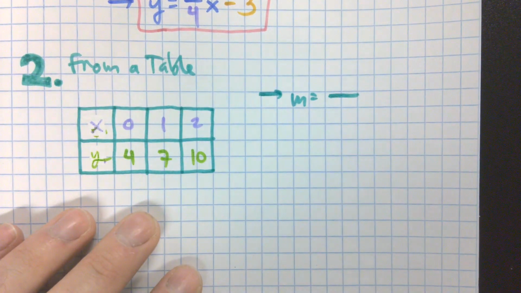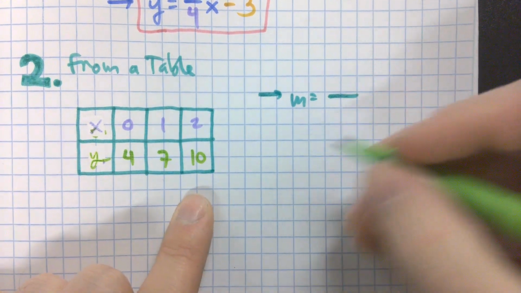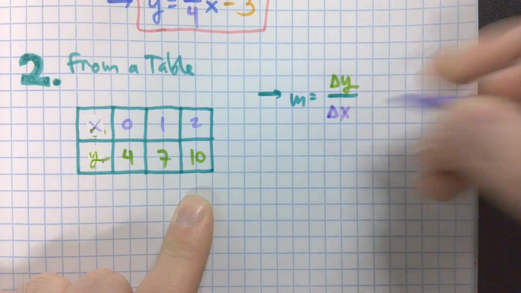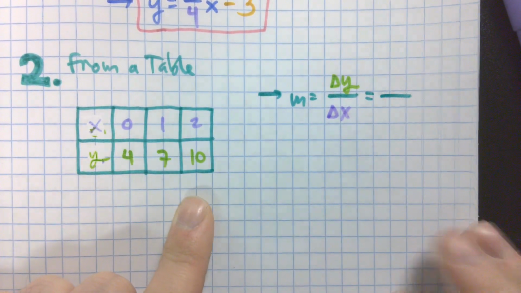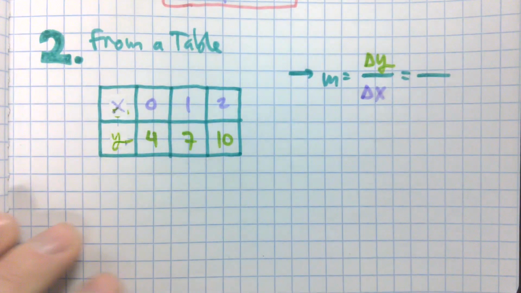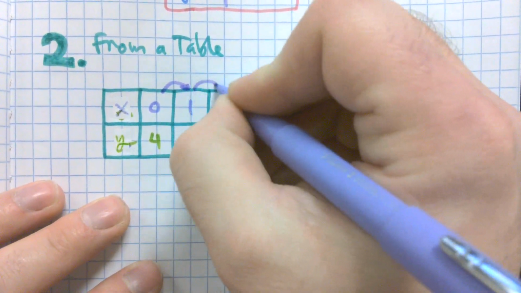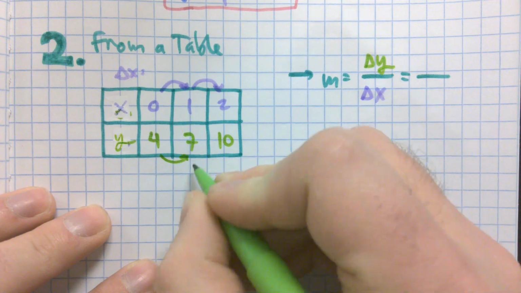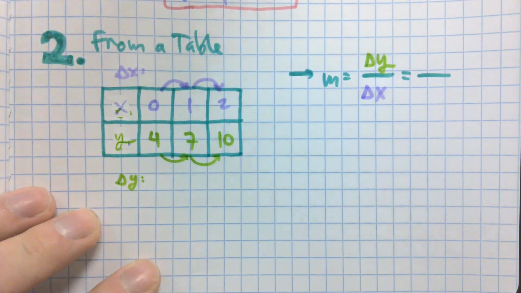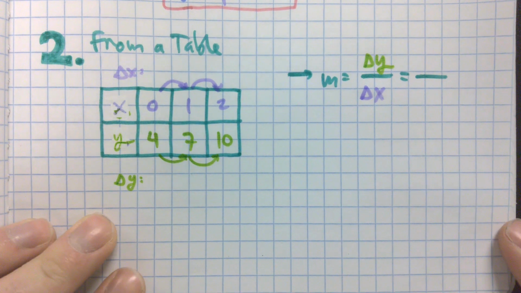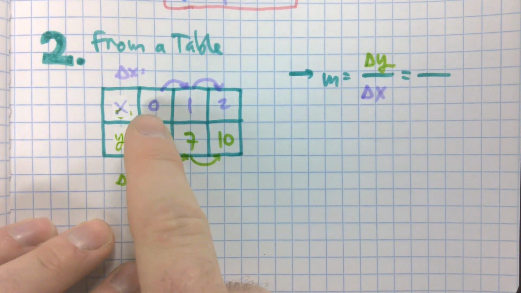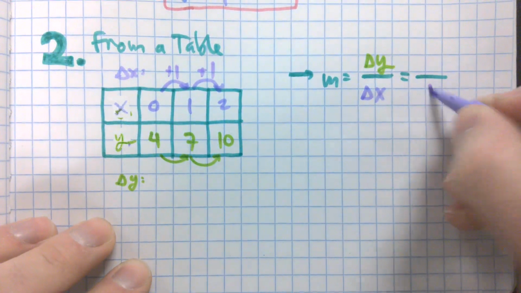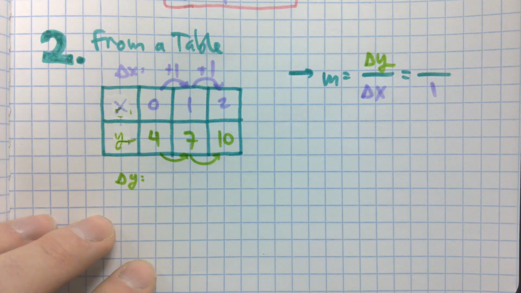So just like yesterday, again, starting out the same, finding slope. Instead of rise over run, we're going to do the change in Y over the change in X. And to figure out what those two numbers are, we just do our little arrows from 0 to 1 and from 1 to 2. And on the bottom from 4 to 7 and 7 to 10. Let's do my change in X first. How do I get from 0 to 1? Plus 1. How do I get from 1 to 2? Plus 1. My denominator is going to be 1, which we love to see.